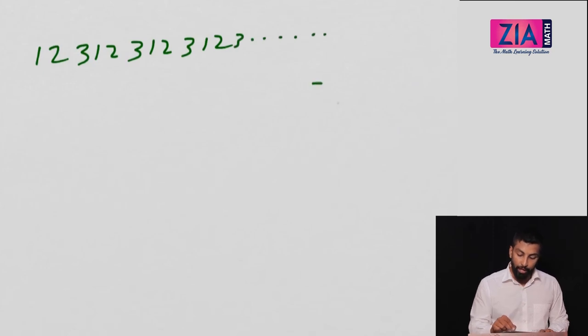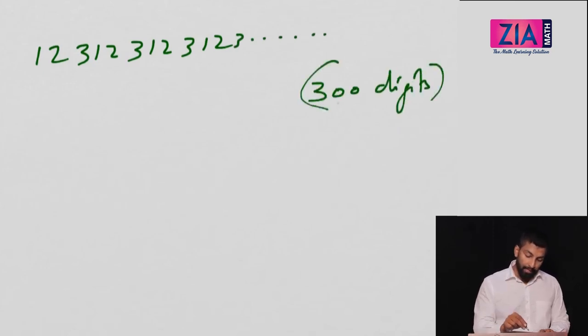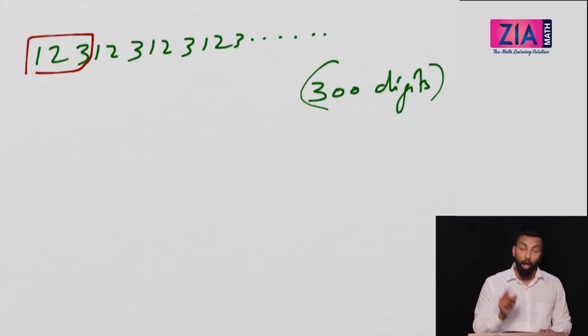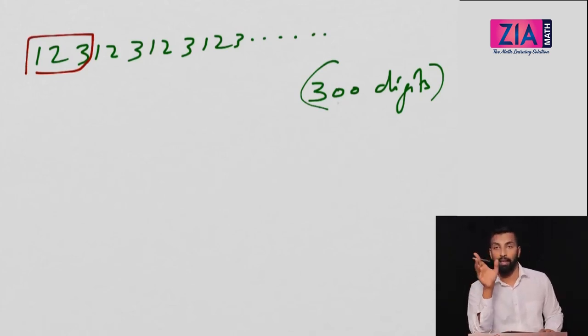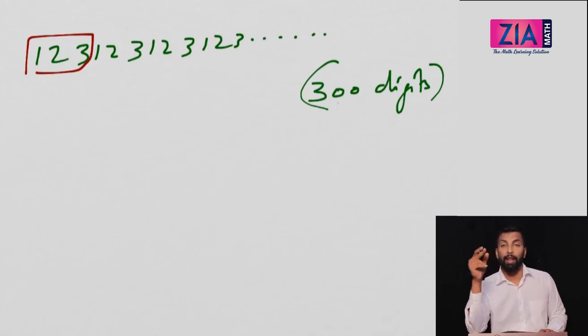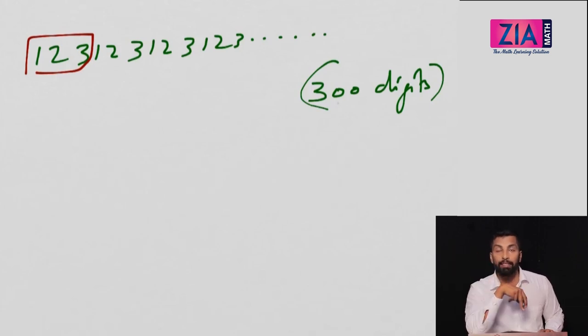If you have a number 1, 2, 3, 1, 2, 3, 1, 2, 3, and so on, let's say you have 300 digits. That means if you consider 1, 2, 3 as one block, one group, how many such groups are there? 100 groups are there. Each group is 1, 2, 3, so total 300 digits, right? So as per our method, we need to group from the rightmost side into triplets. So you get 100 triplets here.